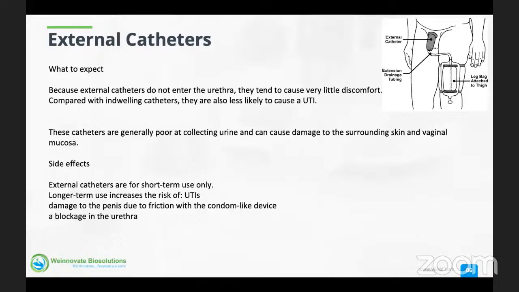There are very few side effects of external catheters. First of all, they are only used for short-term application, and if used for very long term, they might cause UTIs. It can also cause damage to the penis due to friction of the condom-like material. Some people have an allergy to the material itself, and it can at any given point block the urethra.